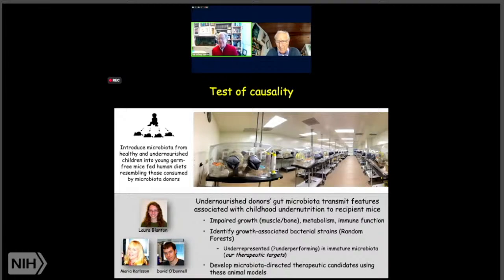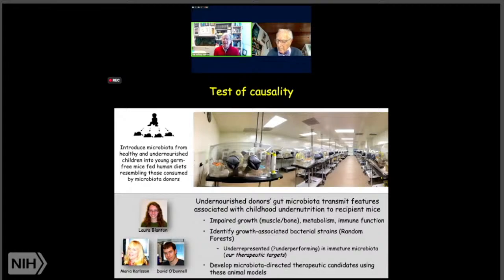Now, what Laura did was to take all recipients, all mouse recipients of all donor microbiota in the first series of experiments that she performed, and apply machine learning algorithms, random forests, to identify organisms whose representation was significantly associated with different facets of growth.